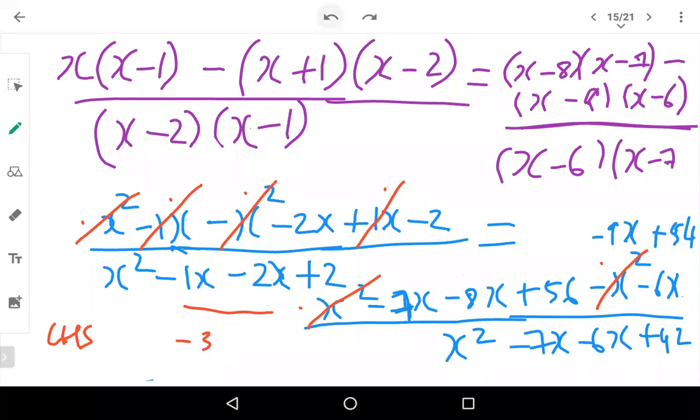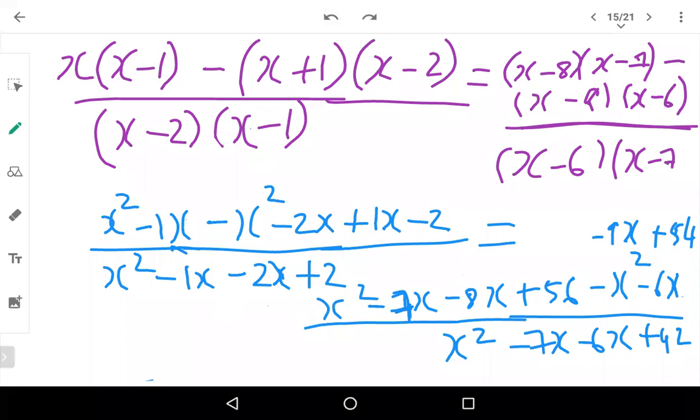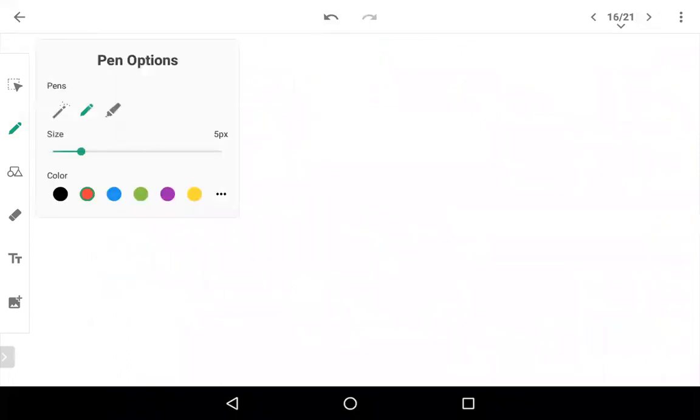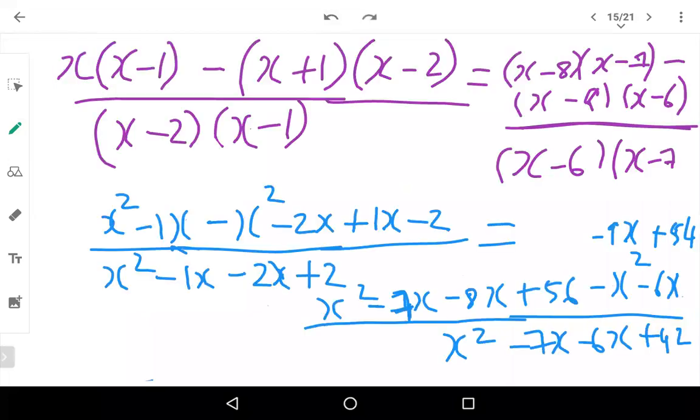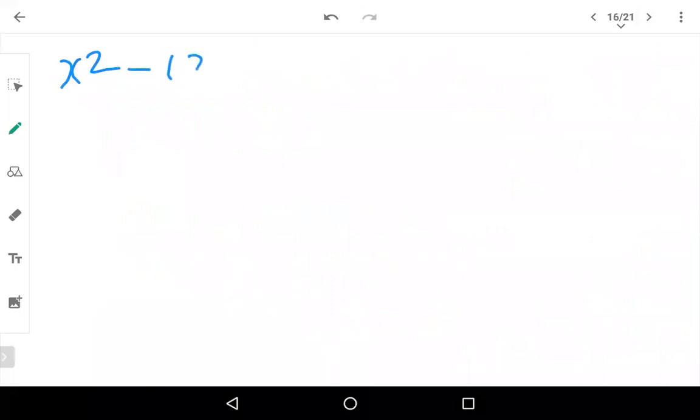Let us do some simplification. Guys, listen carefully. We'll do some simplification and then we will do the cancellation. So let us go for the simplification. X square, then minus 1x will remain. Okay, we will keep this minus 1x as it is.